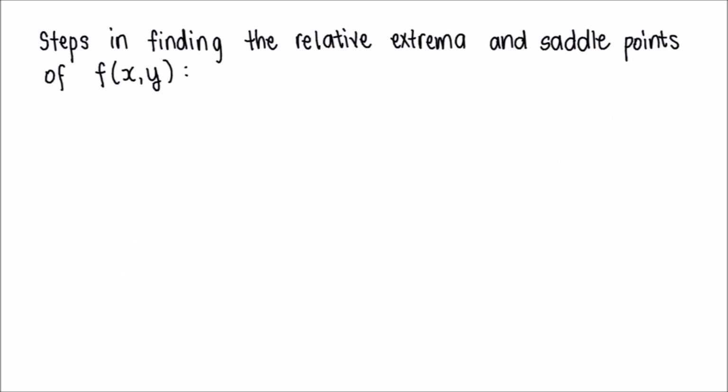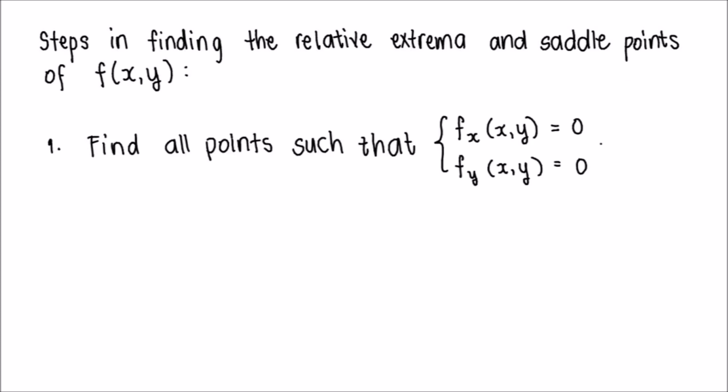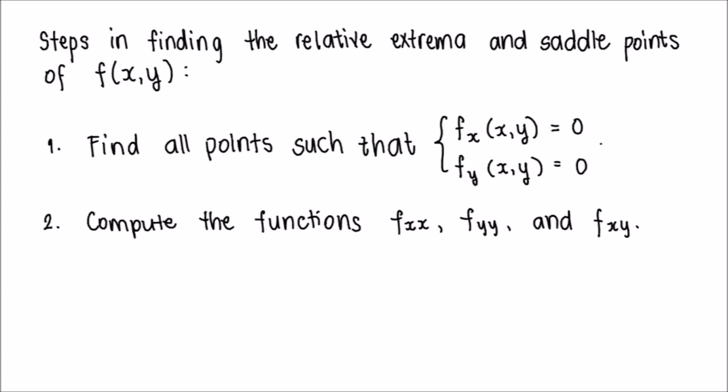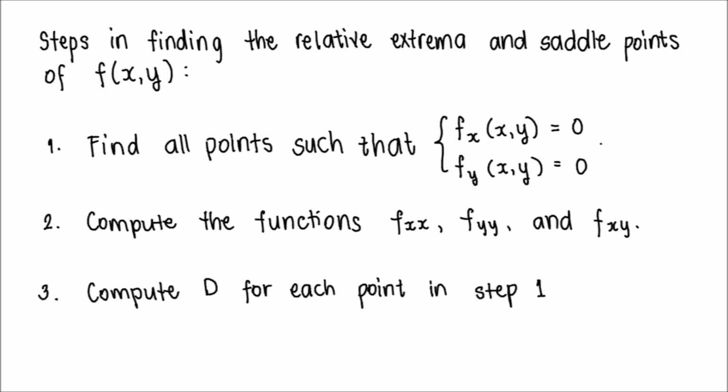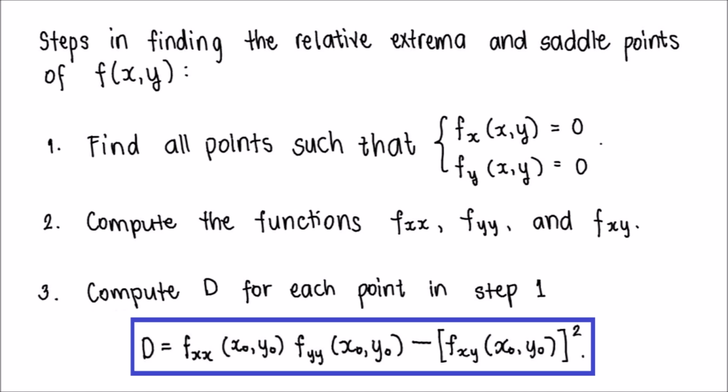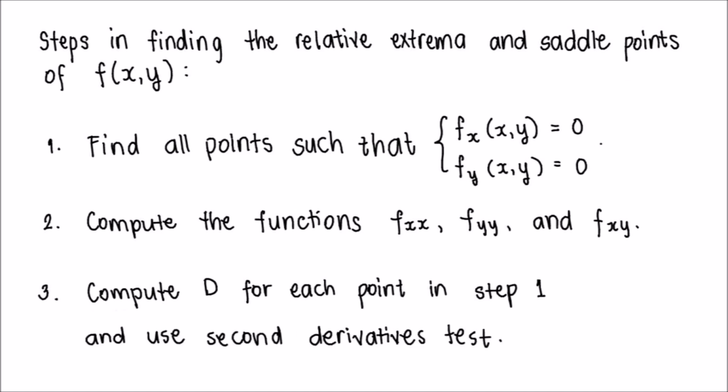So we have the following steps in finding the relative extrema using the second derivative test. First, we solve the system of equations when f sub x and f sub y are both 0. These points are the critical points of f. Next is to compute the second order partial derivatives f sub xx, f sub yy, and f sub xy. Next step is to compute D for each point we obtain in step 1. And from there, we use the second derivatives test.